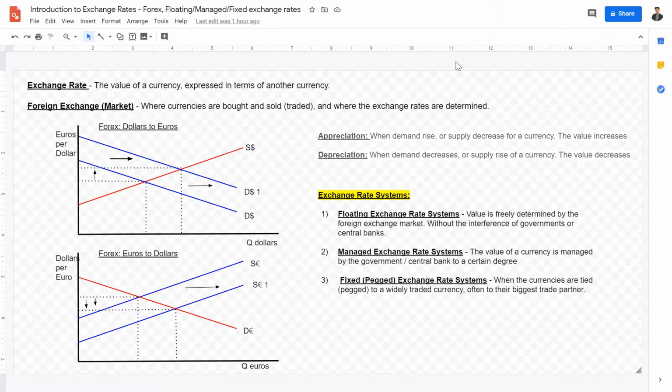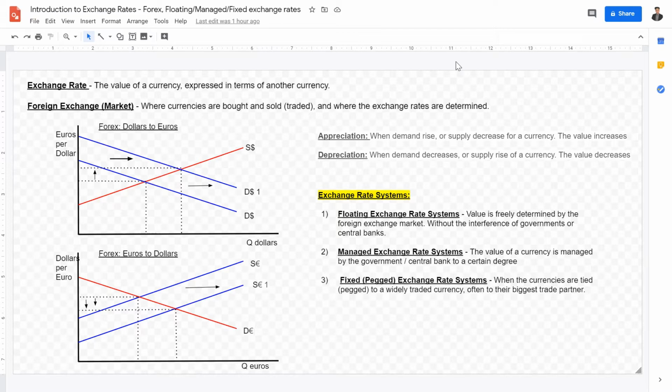The Forex market is the market in which foreign currencies are bought and sold, or traded, and it is also the location at which the value of a currency, or the exchange rate, is determined. Now, what is the exchange rate? It is the value of a currency expressed through another currency.